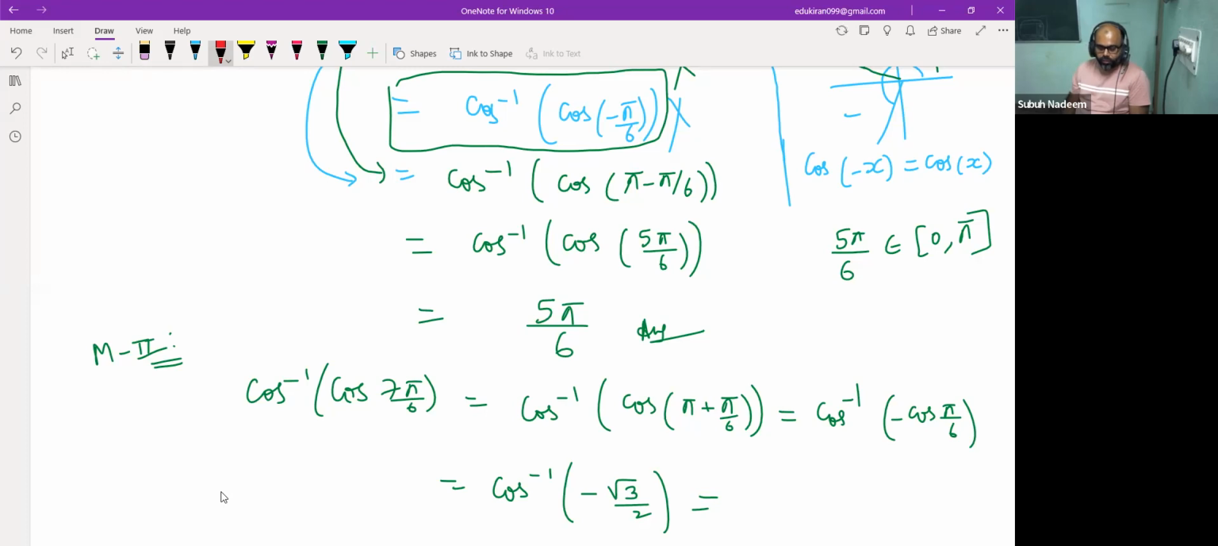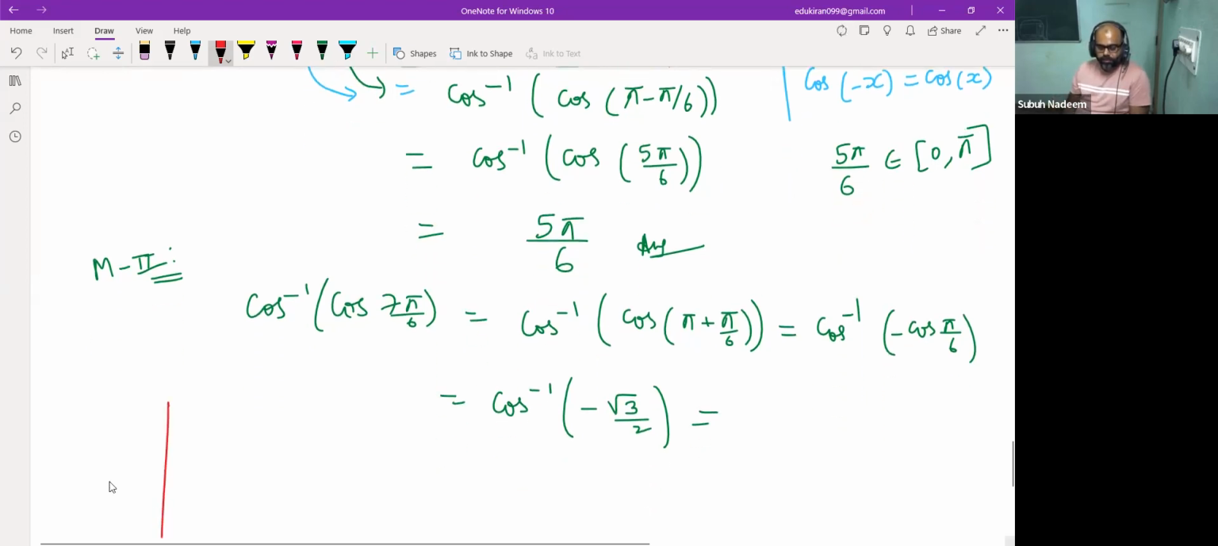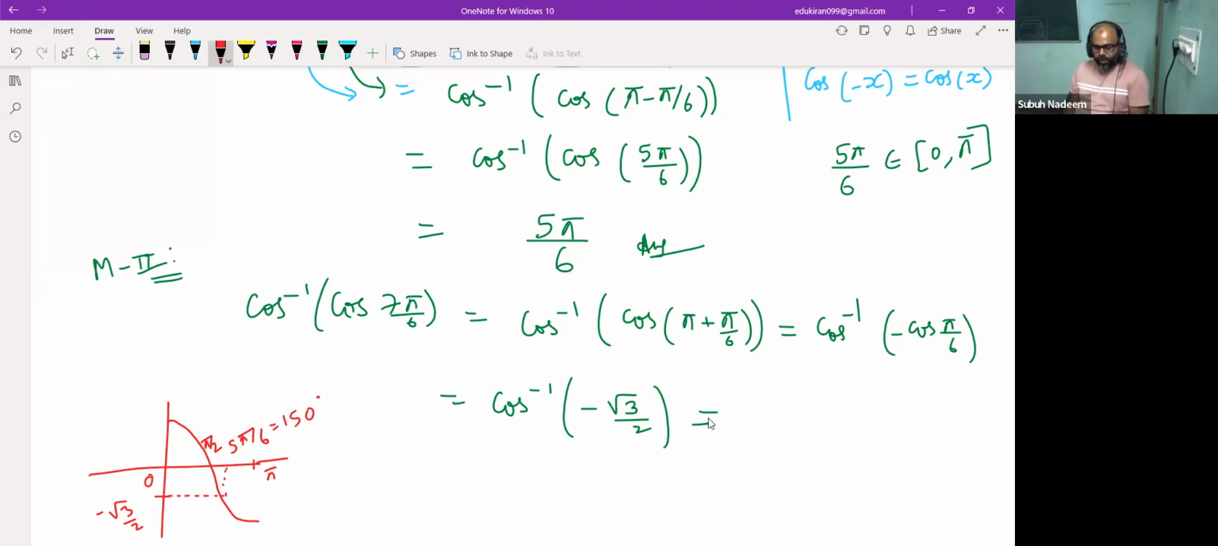So between 0 to pi, if you see the graph of cos, you can draw the graph of cos here. The cos graph between 0 to pi is like this. This is pi, this is 0. You want minus root 3 by 2 somewhere here. So it will be possible in the second part, after pi by 2. So that value will be pi minus, because root 3 by 2 is at pi by 6, so pi minus pi by 6, that is 5 pi by 6, 150 degree. So you will say that minus root 3 by 2 is coming at 5 pi by 6.